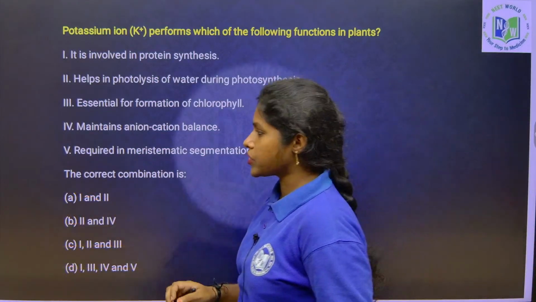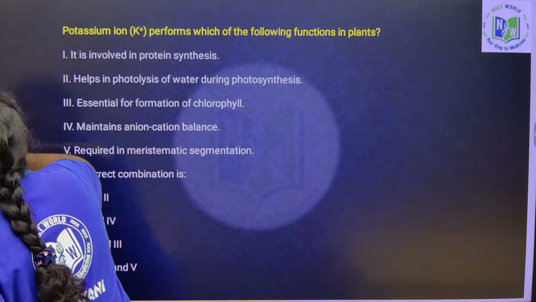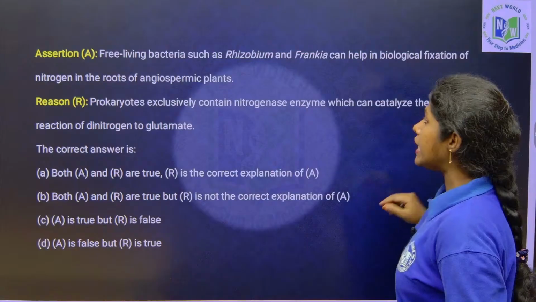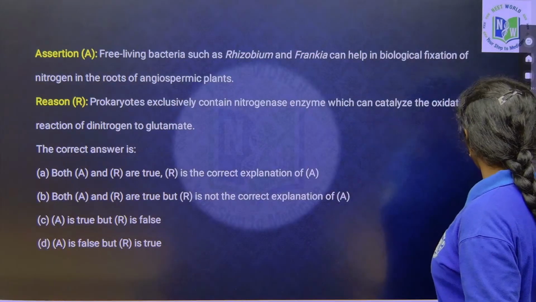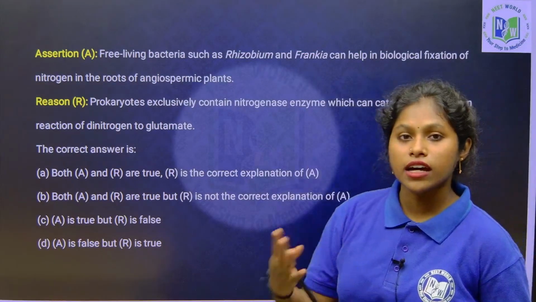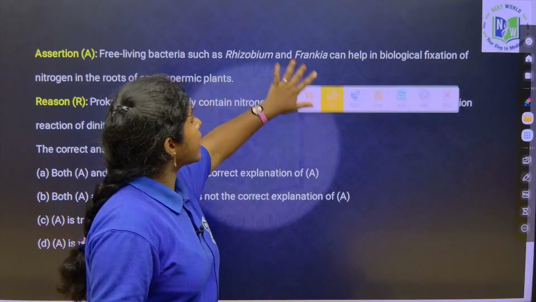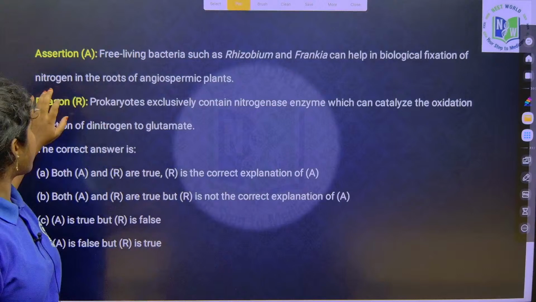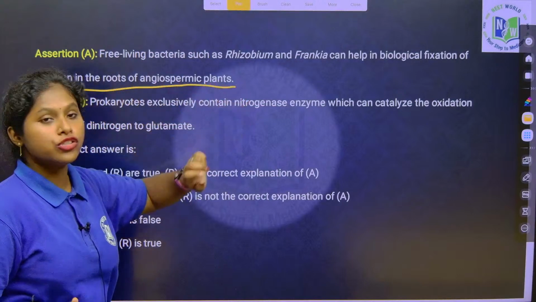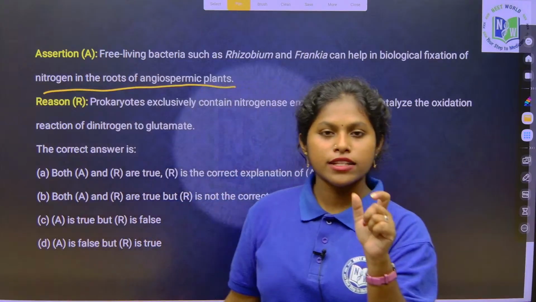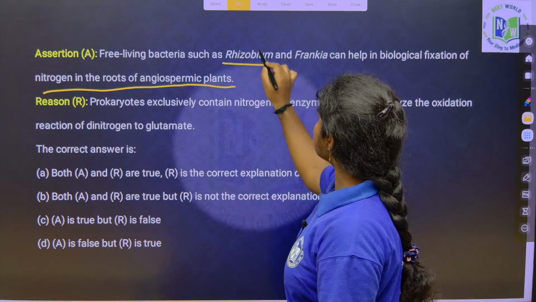Now see the next question. Here is the next question, students, an assertion-reasoning question. Here it is given: free-living bacteria such as Rhizobium, which mainly involves in symbiotic association with legume plants, right? And Frankia can help in biological fixation of nitrogen in roots of angiospermic plants. So we all know that Rhizobium is the bacteria which mainly involves legume plants.